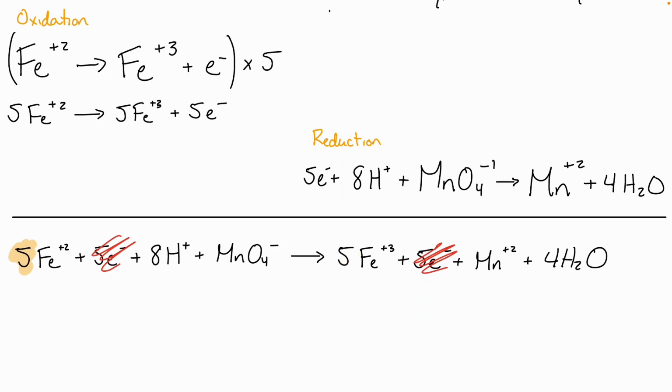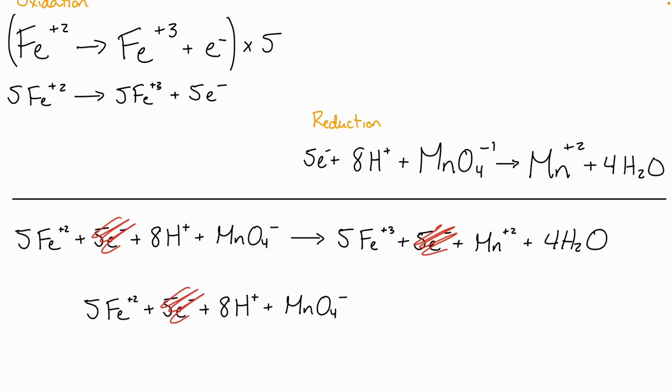All right, so just to be clear, my net reaction here is just this exact same thing, but with those electrons canceled out. So this is my final answer for my balanced chemical equation of this reaction.